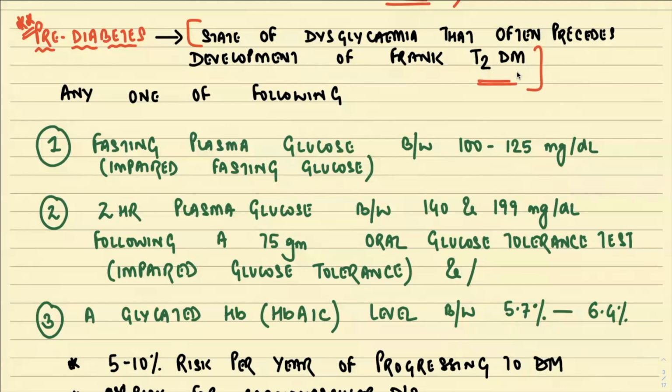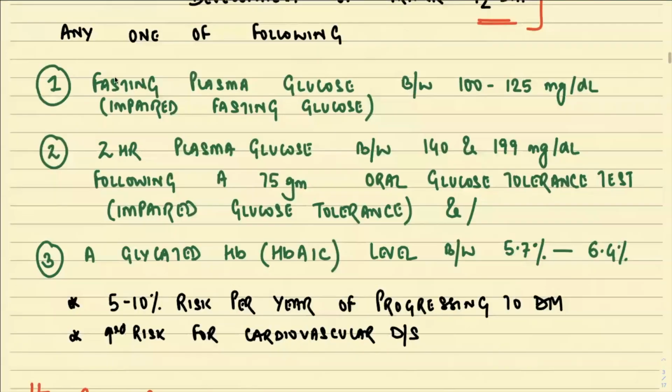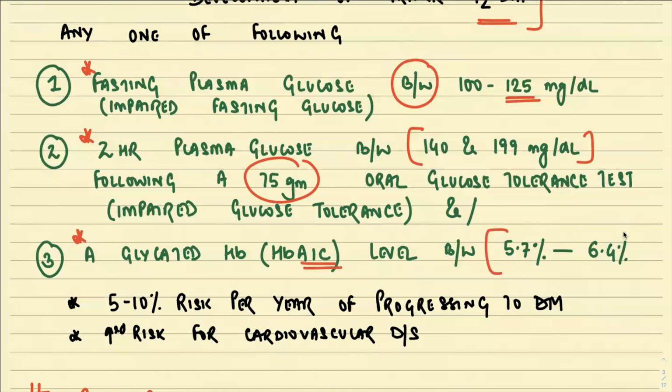So what is the criteria for diagnosis of pre-diabetes? If the fasting plasma glucose level is between 100 to 125 milligrams per deciliter, that is an impaired fasting glucose. If the 2-hour plasma glucose lies between 140 to 199 milligrams per deciliter following a 75-gram oral glucose tolerance test, we call it impaired glucose tolerance. And or if the glycated hemoglobin, the HbA1c level, is between 5.7 and 6.4%, then also we call it pre-diabetes or impaired glucose tolerance.